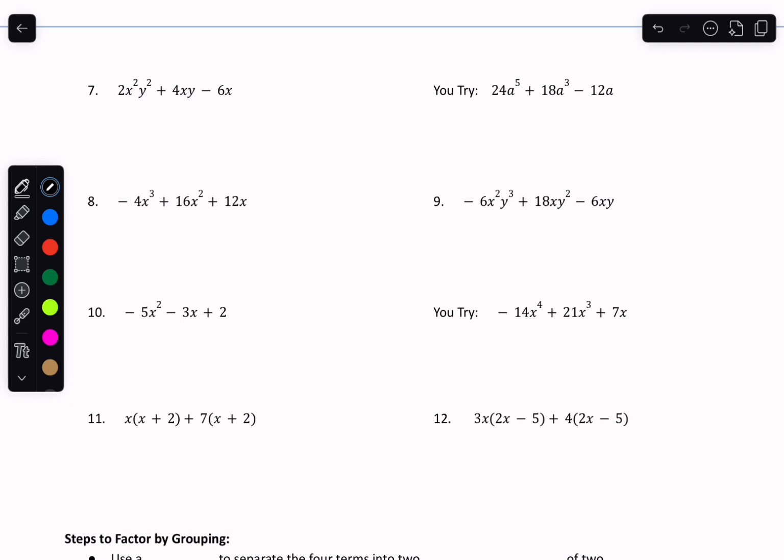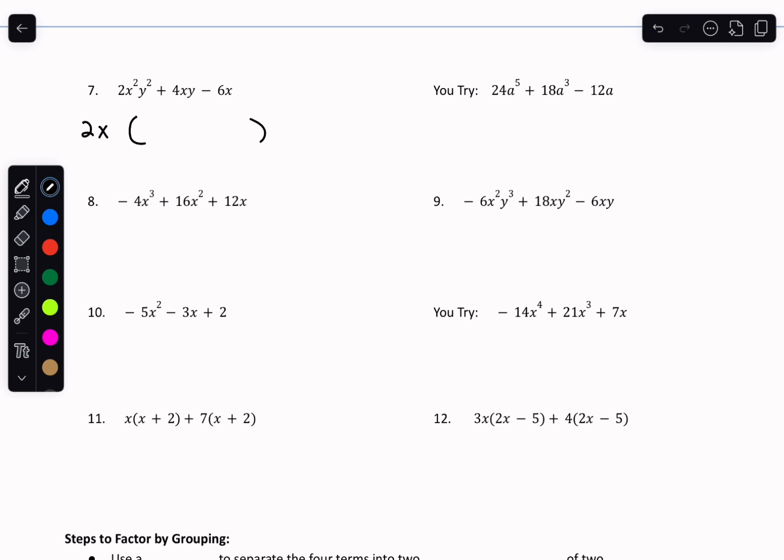Okay, for number 7, we have 2x squared y squared plus 4xy minus 6x. I have 3 terms, so I'm going to write parentheses with enough space for 3 terms in them. The numbers 2, 4, and 6 are all divisible by 2, but nothing higher. There is an x in all 3 of these, but there is not a y in all 3, so I can't pull out any y's. So I only pull out 2x to the front, that is the GCF.